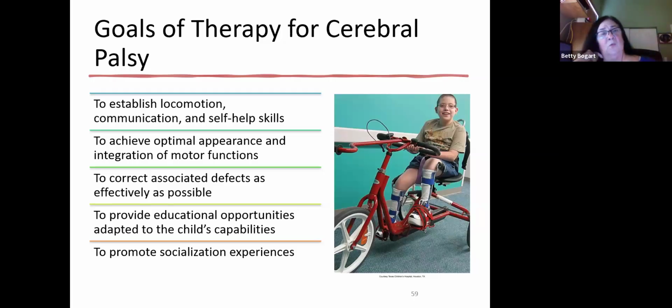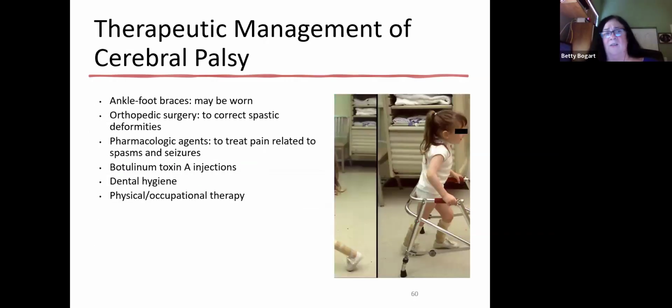And what we need to do with any delayed child is put them where they're going to get the best education they can. Many of these children, not necessarily the nonverbal, but those with mild cerebral palsy, could possibly be put in regular classrooms, because that makes them want to learn. It gives them the information they need to know, and it gives them the socialization they need.